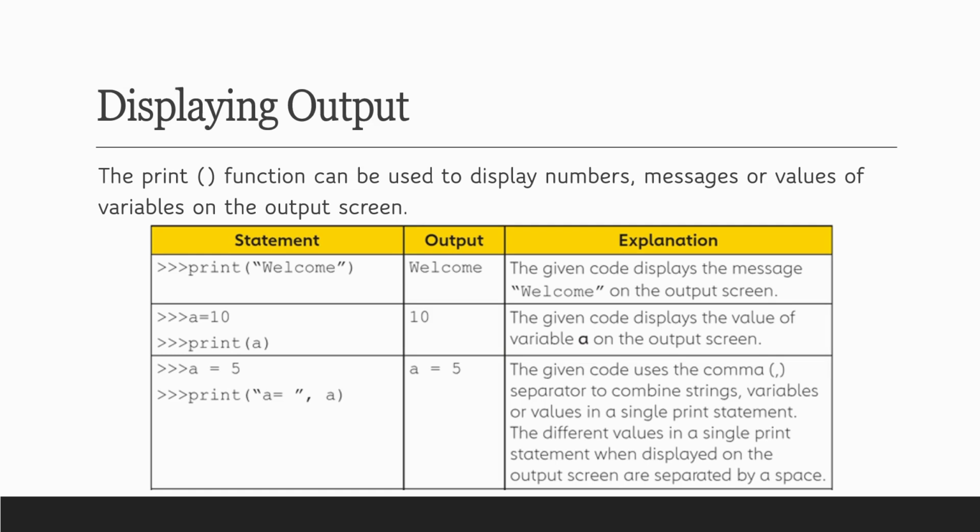The explanation notes that the comma in the print statement is used to combine strings, variables, or values. When different values are displayed in the same print statement, they are separated by a space.